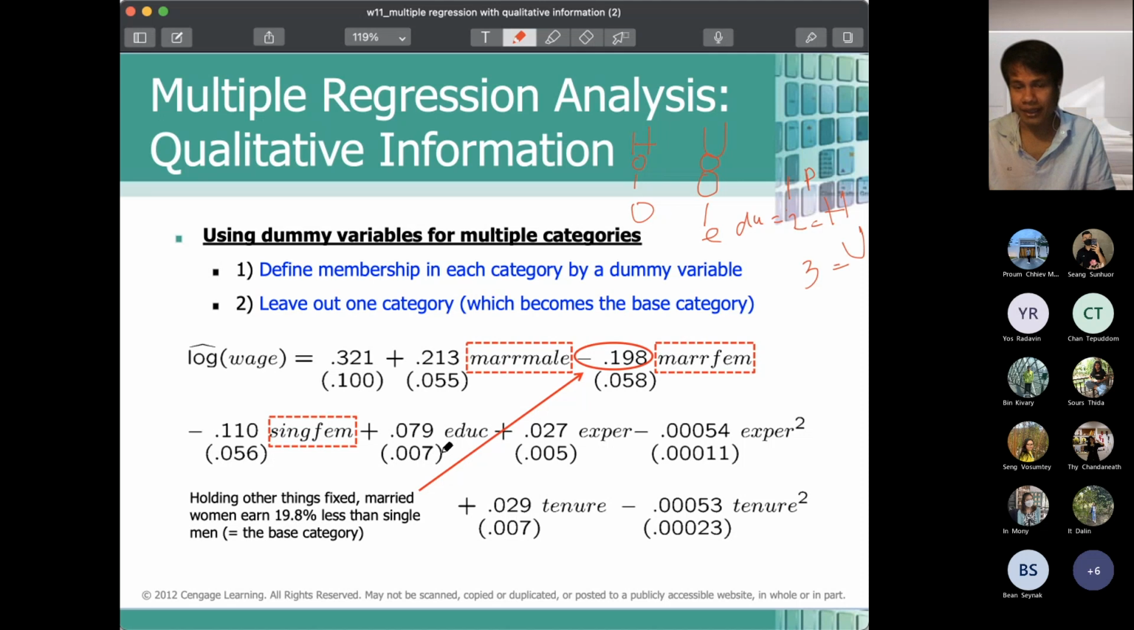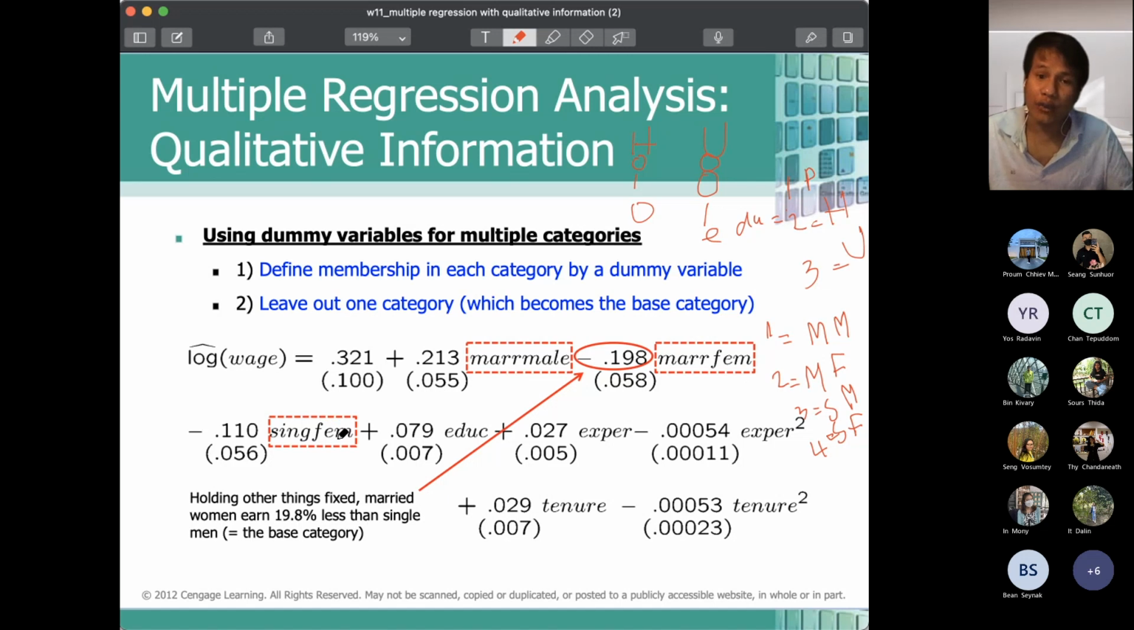Following me? Again, here we have a dummy with 4 variables. A variable with 4 categories. One is married male. 2, married female. 3, single male. 4, single female. Right. So in this case, if you look at our model, we only have married male, married female, and single female. What does that mean?